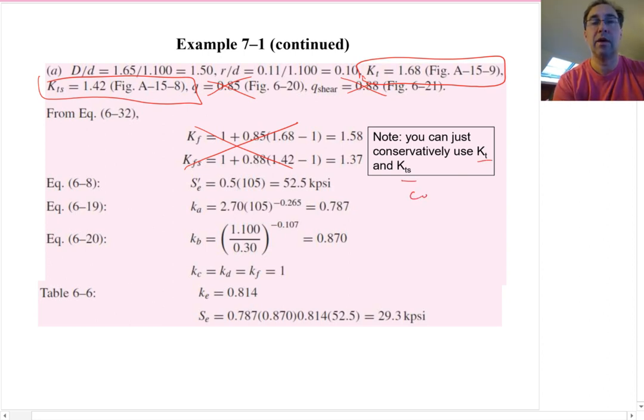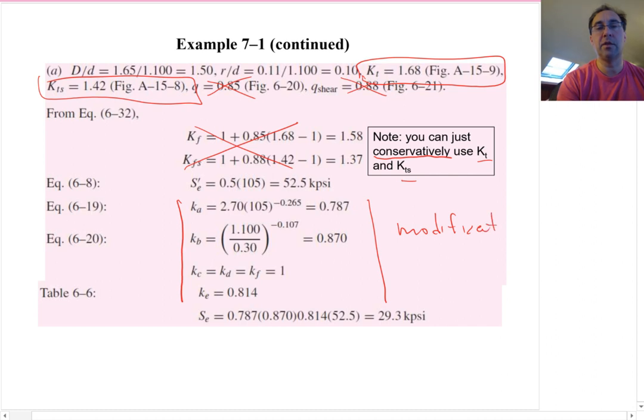So, well, actually, I already have conservatively right there, so I'm just going to underline it. You can conservatively use K sub t and K sub ts. It's less calculation, and there's really not that much difference when it boils down to it. Okay. Then they go through. These are the fatigue life modification factors. Can't forget about those.